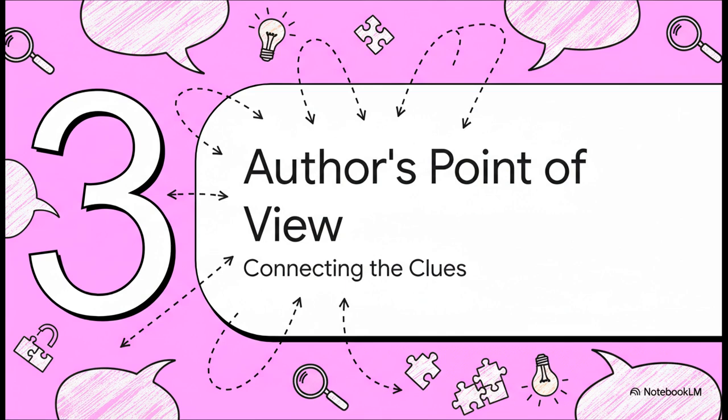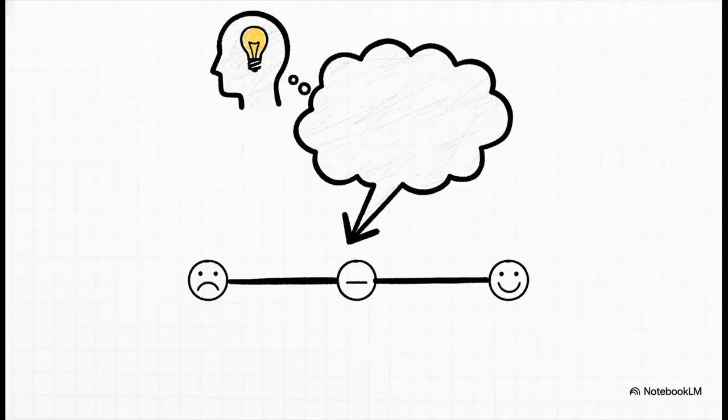Okay, so we can map individual words. That's cool. But here's where it gets really interesting. When we start to see a pattern in where these words land, we can uncover something much bigger, the author's real point of view. You see, every author has a perspective. It's their unique take on whatever they're talking about. And just like the words themselves, that perspective is going to be positive, negative, or neutral. And the best part? Their word choice gives it all away.